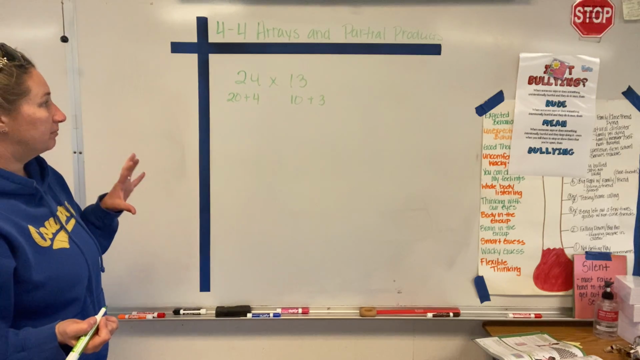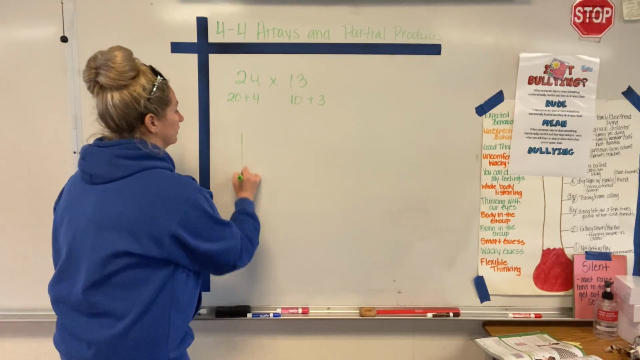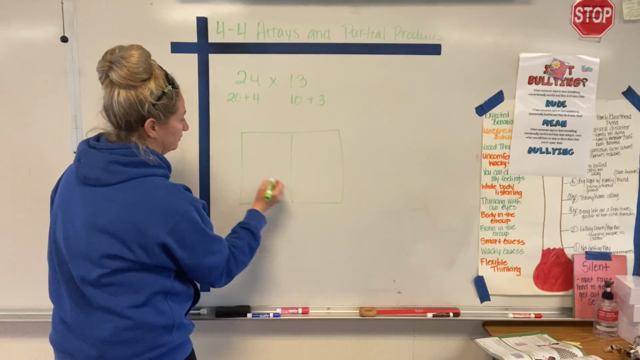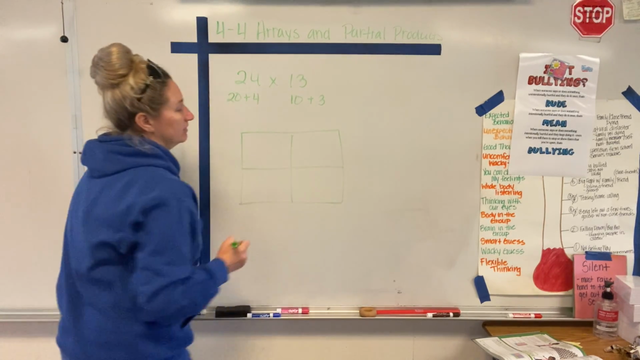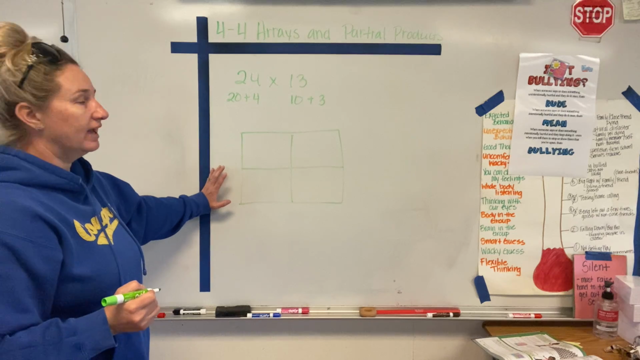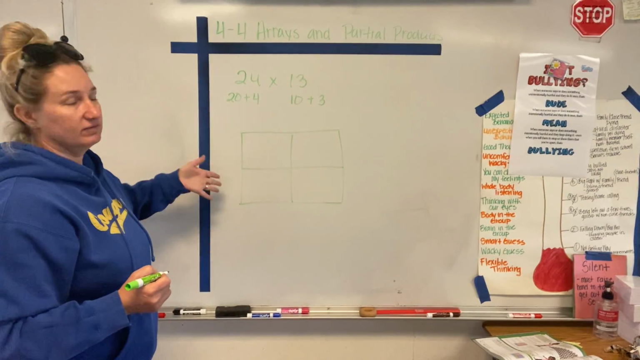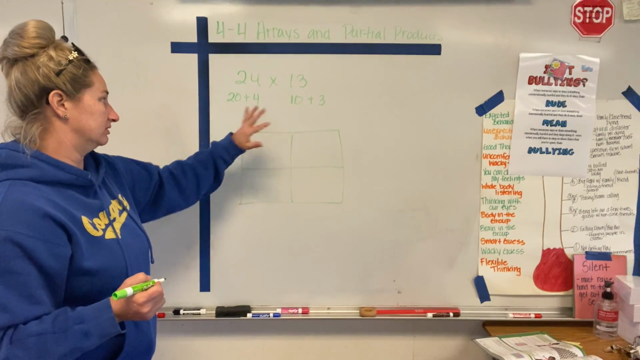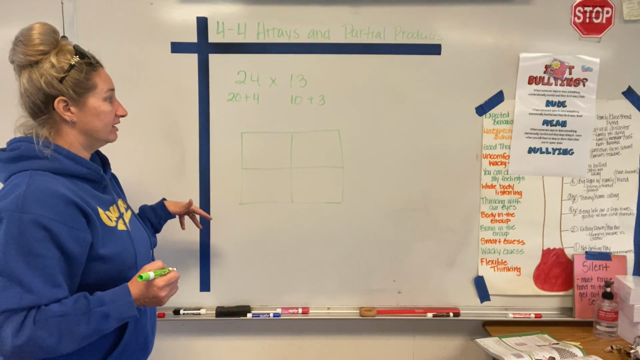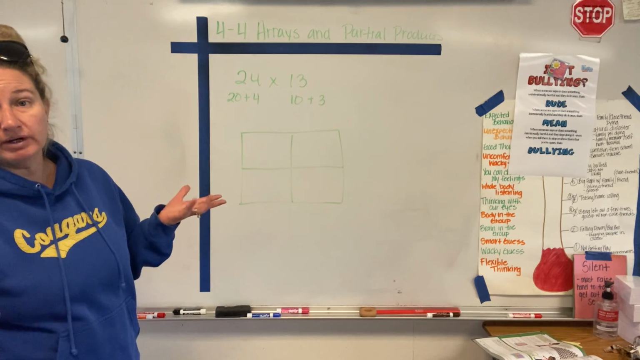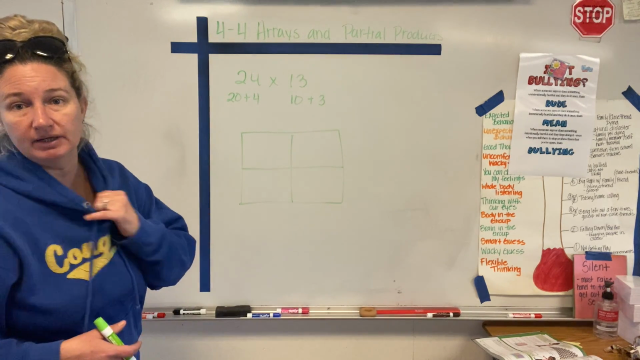So now I'm going to draw a box. I'm going to draw 4 squares. I think we've only been drawing like 2 for the most part. Okay, I'm going to draw 4 squares, and I'm going to put either one of those numbers on the top and then one of them on the side. It doesn't matter which one goes on top or the side because when you multiply, it doesn't matter the order. Everything gets multiplied and added together anyways.